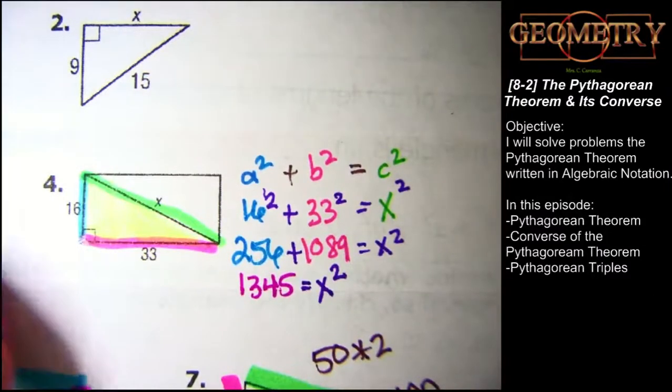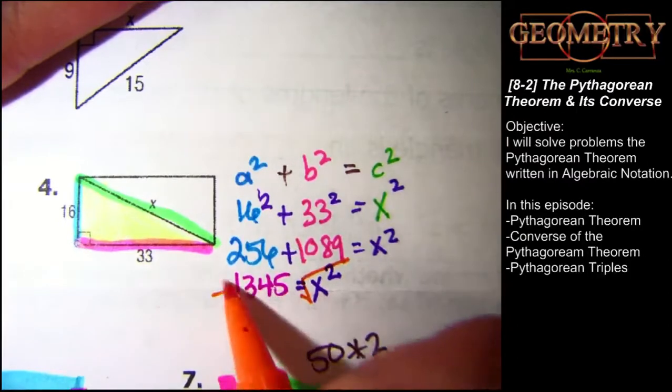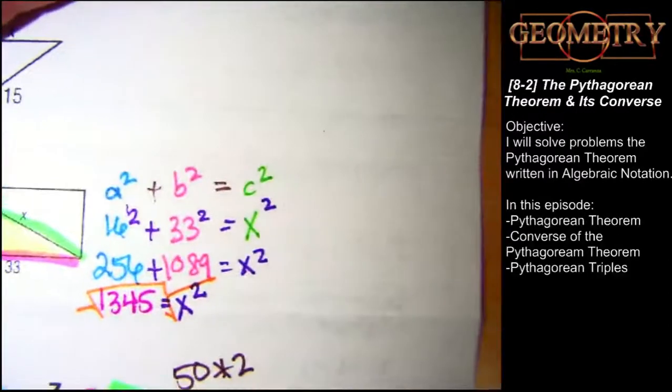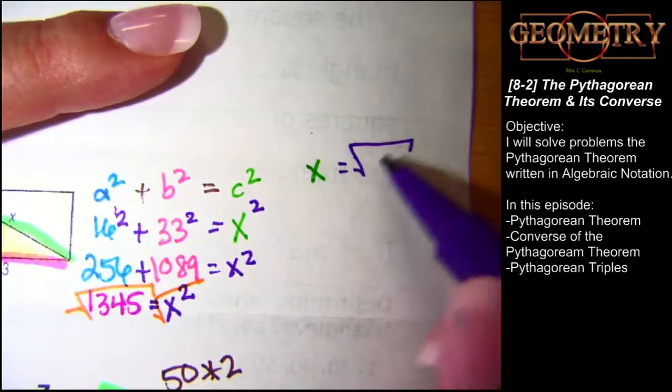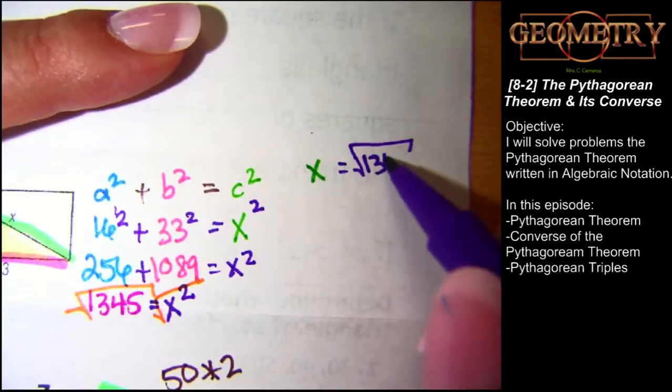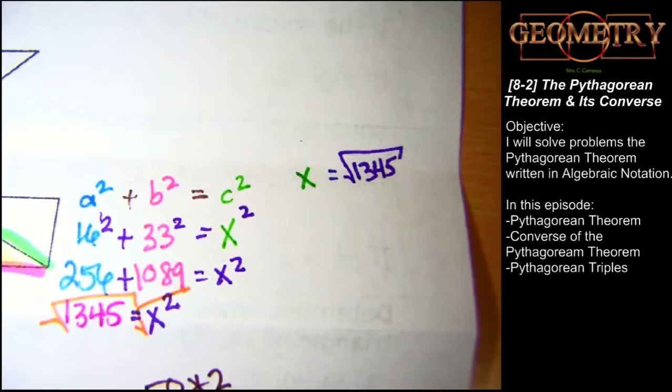And I want the length of my hypotenuse, so what should I do? I want to get rid of the square power, so I need to take the square root of both sides. That means that x, my hypotenuse, is equal to the square root of 1,345. And we need it in the exact value if possible.